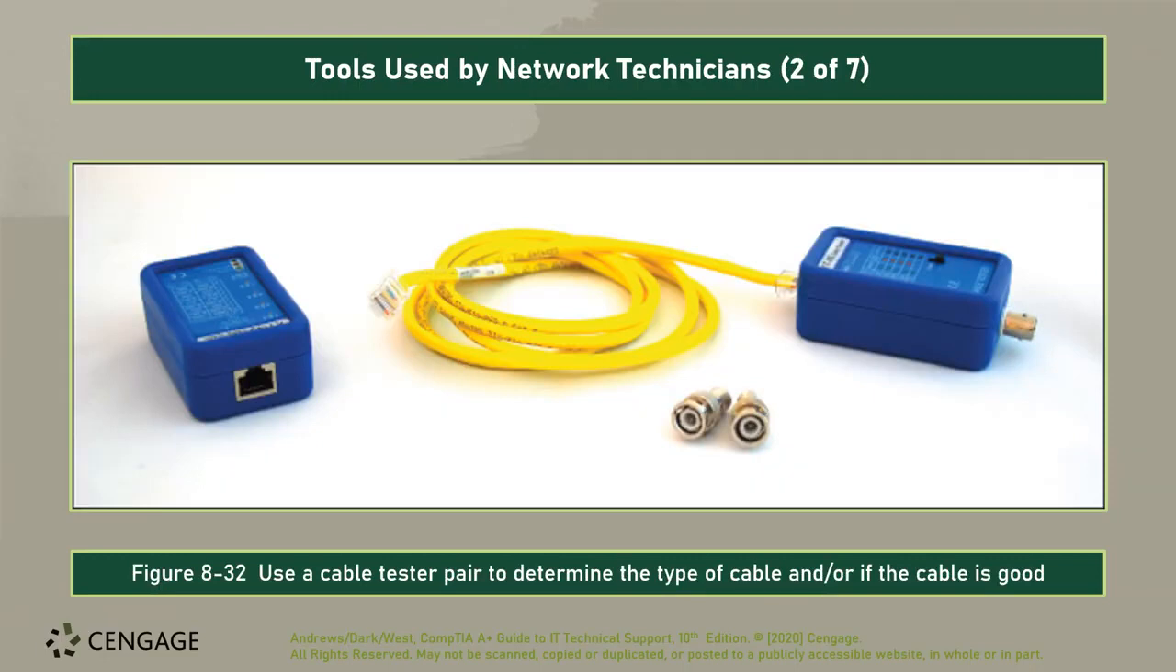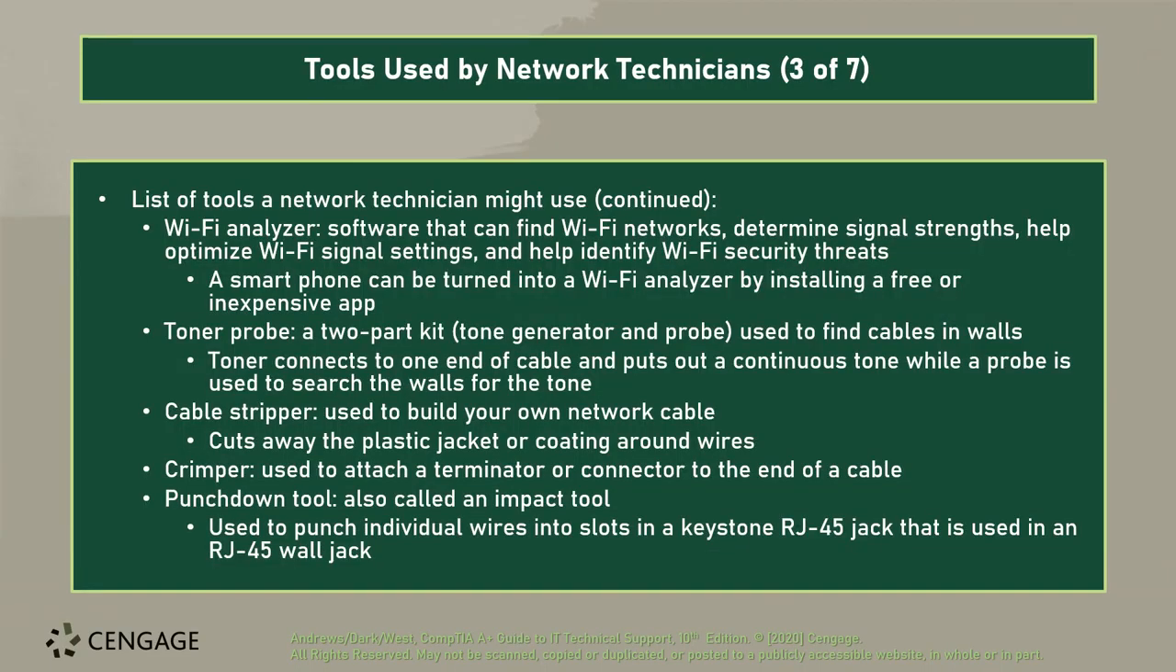So here we see a cable tester, just a basic one with the little BNC caps on the end, allowing you to connect them together. We may also use things like a Wi-Fi analyzer, software that can help us define networks, determine signal strength, optimize them, as well as identifying Wi-Fi security threats. A toner probe. This is a two-part kit that can be used to find cables in walls. Cable stripper, crimper. These are in order to cut your own network cable. Punch down tool, also called an impact tool, allows you to essentially slot individual wires into what's called a keystone jack.